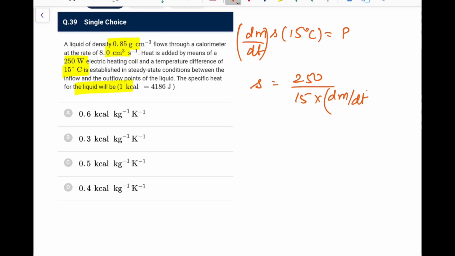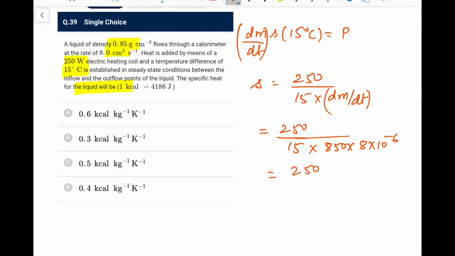So what is the mass flowing per unit time, dm by dt? dm by dt is rho into dV by dt. Rho is 0.85 gram per centimeter cube, so I should write it as 850 in SI units, and this is 8 centimeter cube per second, that is 8 into 10 to the power minus 6, since centimeter cube to meter cube is 10 to the power minus 6. So this is the specific heat in SI units.